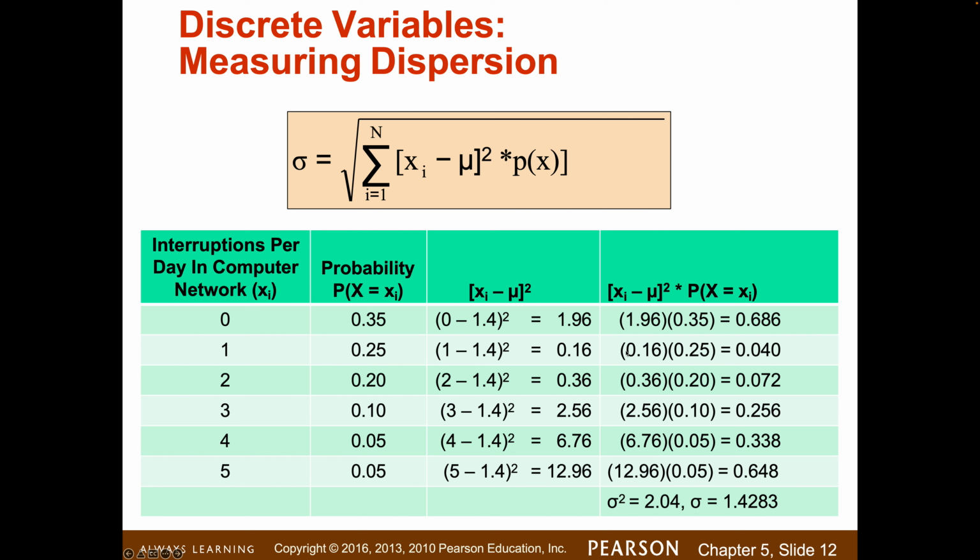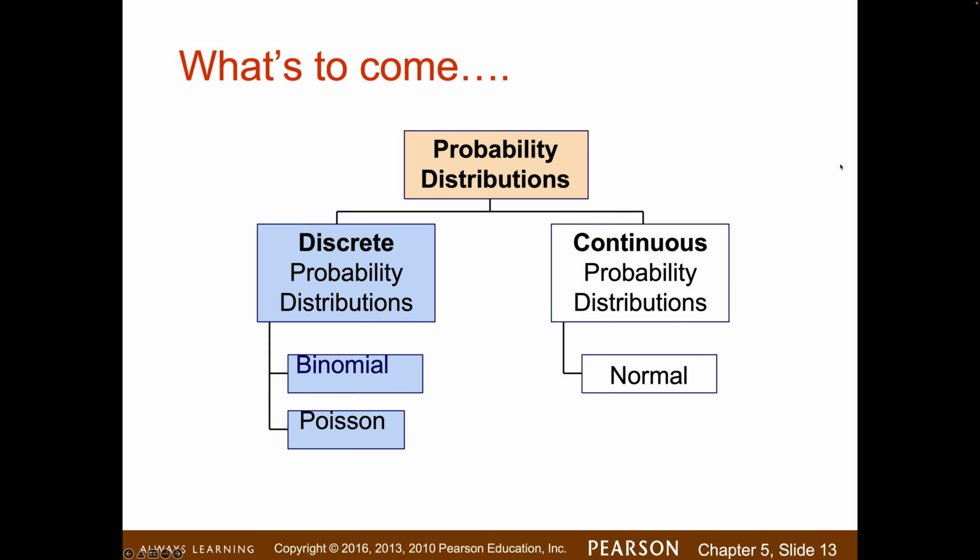Now the next thing we have to do is take those values, the 1.96, and multiply times the probability of that. So come back over here and grab the 0.35. So we have the x minus mu squared, which we'll get in this column, times the probability. Ultimately, we calculate all these, we add them up, because that's what the summation says, and we get 2.04. To get the standard deviation, we take the square root of 2.04 to get 1.4283. Again, more about that in the next video.